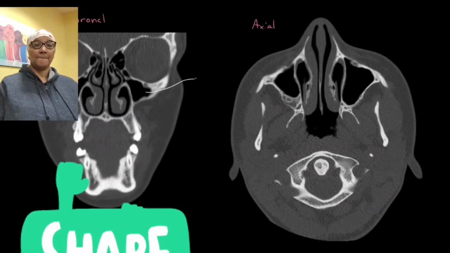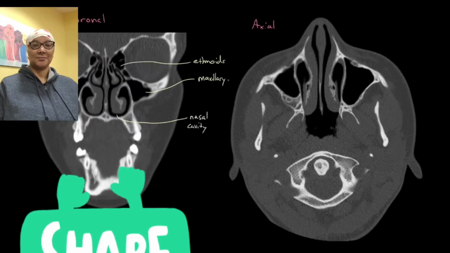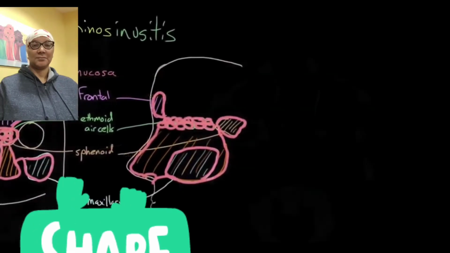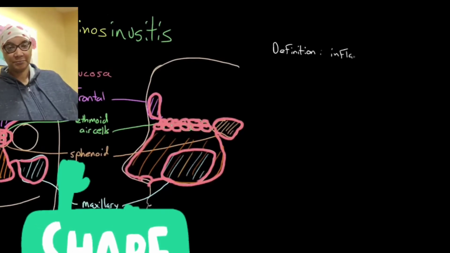So just like in our cartoon drawing, we have the maxillary sinuses here under your eyes, we have the ethmoid air cells, we have the nasal cavity, and on our axial image here, you can see the maxillary sinuses here and the nasal cavity here, and the nasal cavity extends all the way forward, so you can see it going out towards the patient's nose. So we'll go back to our cartoon, and now that we have a good grasp of the anatomy involved, we can talk about what exactly rhinosinusitis is.